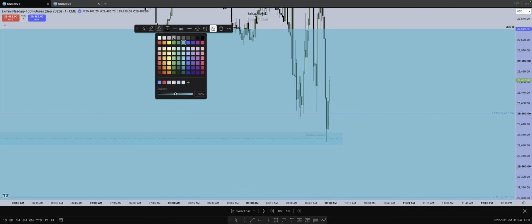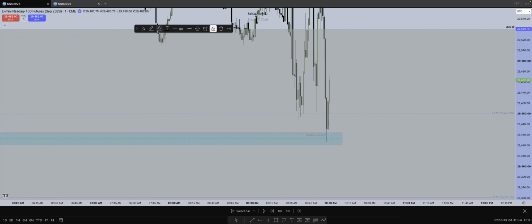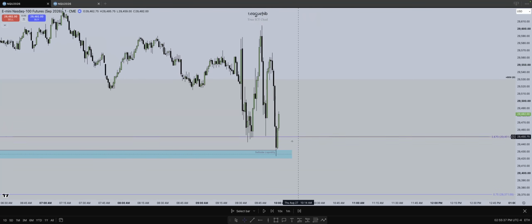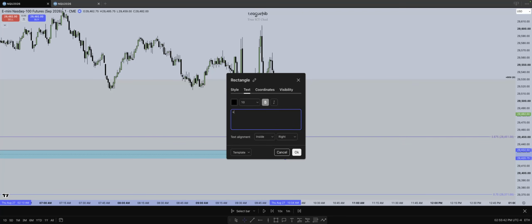I'm going to turn this into like a light gray. Okay. So we end up finding support inside of this BISI. We start working higher, and we're giving nothing but bullish signatures, which is exactly what I was already expecting.